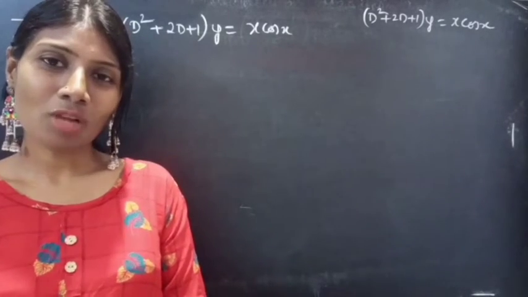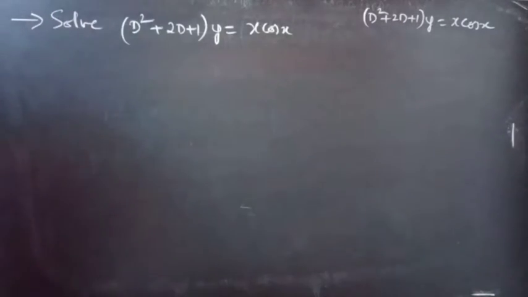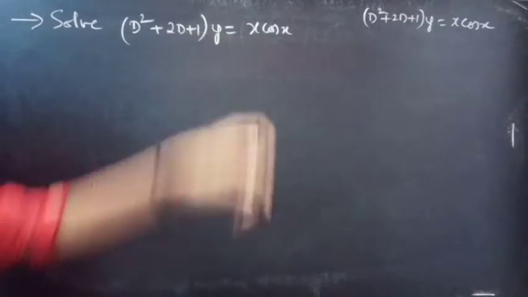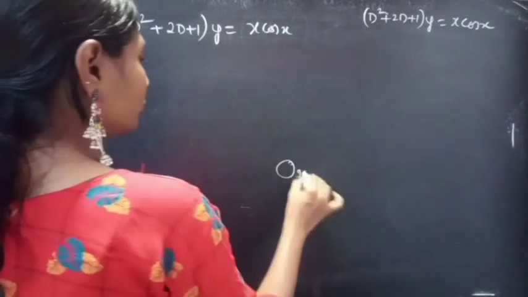In this video, we're going to solve a differential equation from higher order linear differential equation. So let's get going. Problem: solve (D square plus 2D plus 1) y equals x cos x. Firstly, let's find the order and degree of the given differential equation.